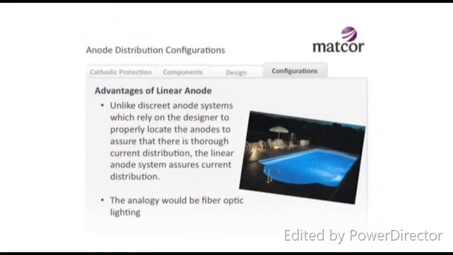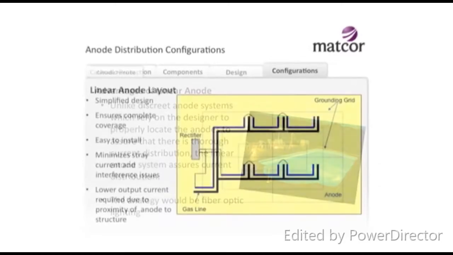I like to use that light analogy of fiber optic lighting. You see in this swimming pool picture here, one little fiber optic light all around the perimeter of that pool lights the whole pool up really nice. Linear anodes work the same way.